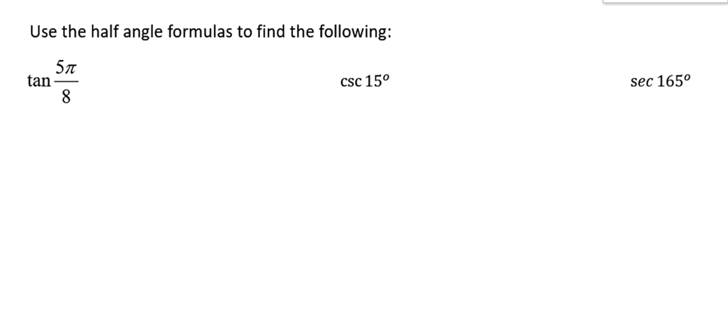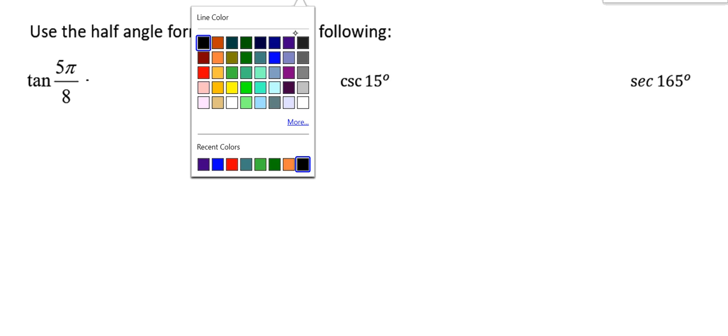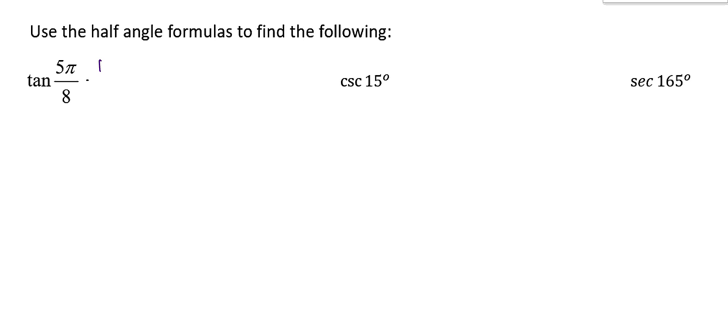Okay, let's try these half angle formulas. Uh-oh, it's radian, so we need to get rid of the radians. It's easier to think in degrees. 180 over pi, those cancel. Okay, so that's 112.5. So we are trying to find the tangent of 112.5.